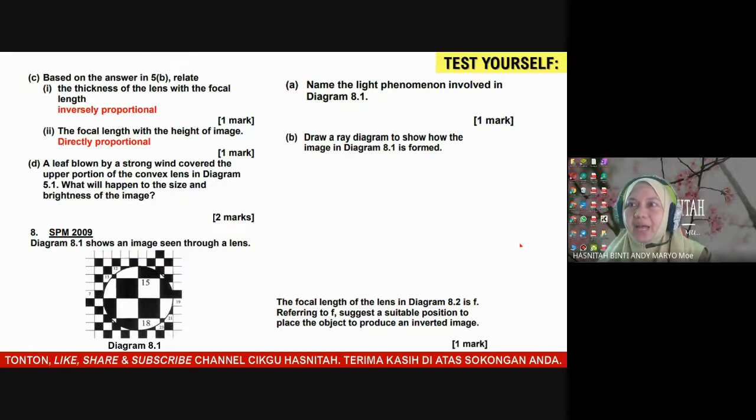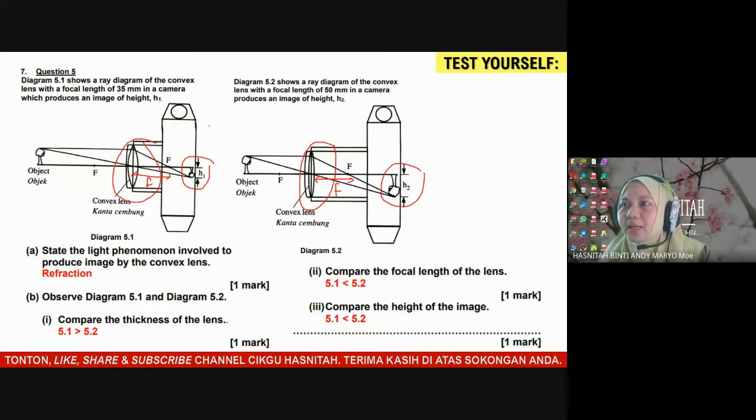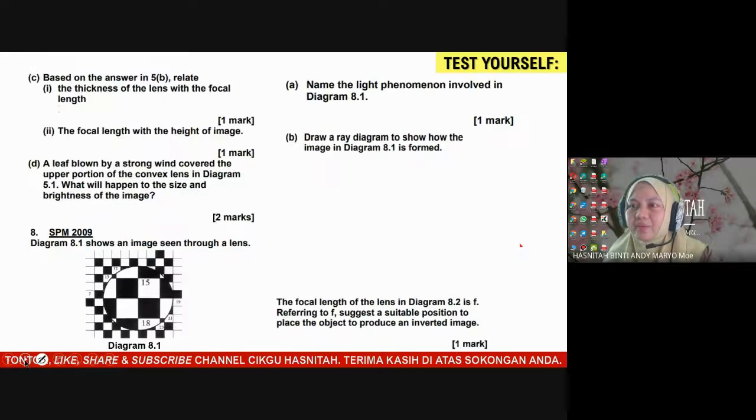Now, a leaf blown by a strong wind covers the upper portion of the convex lens in diagram 5.1. What will happen to the size and brightness of the image? Do you understand this question? A leaf falls and covers this part of your camera lens. So what will happen to the image formed? Any changes on the size or the brightness?